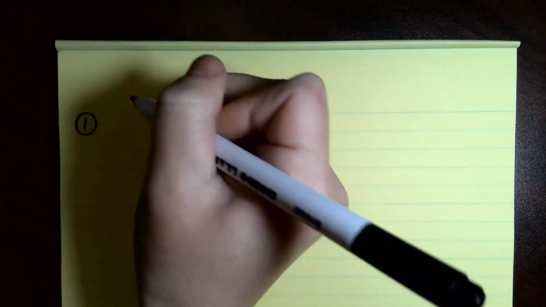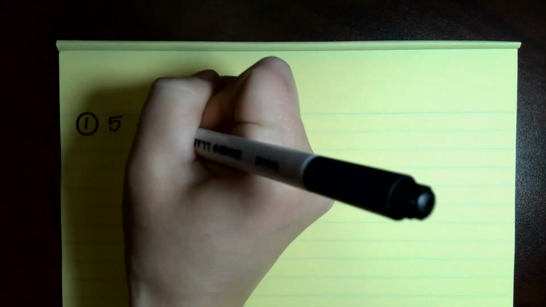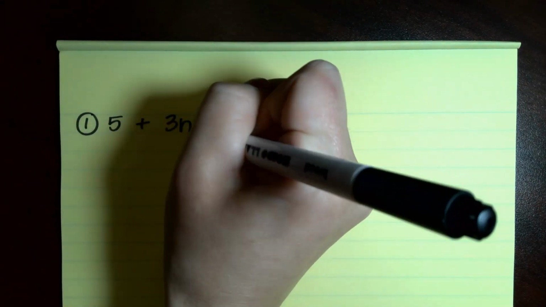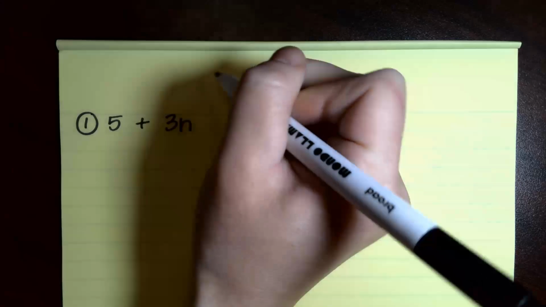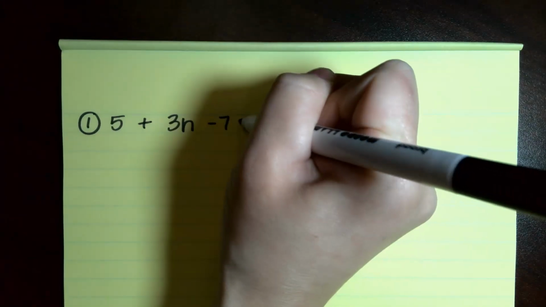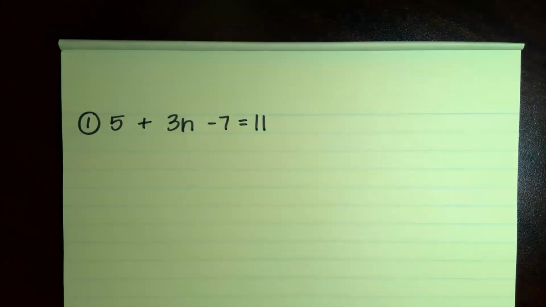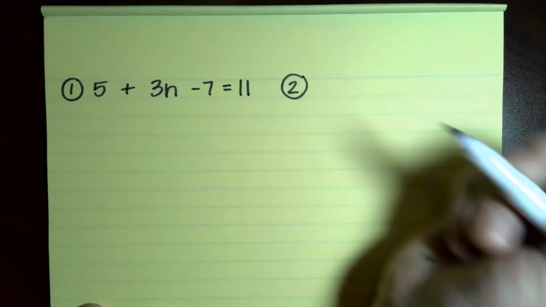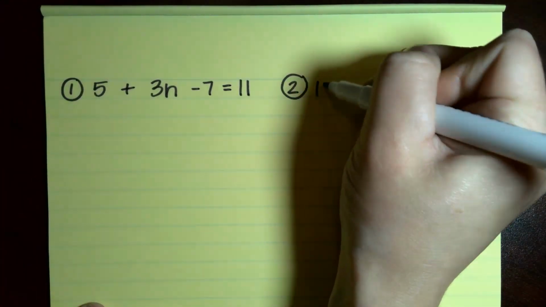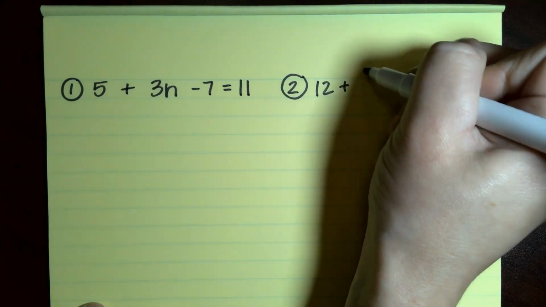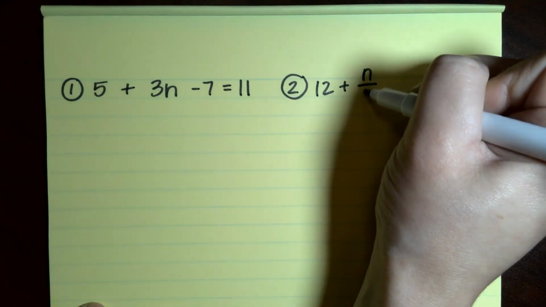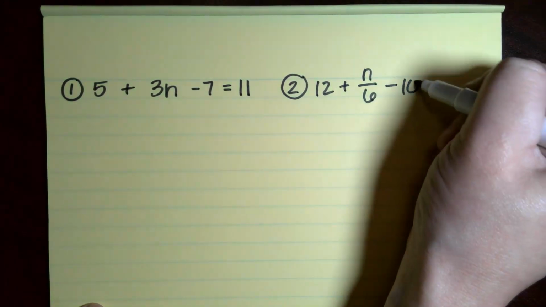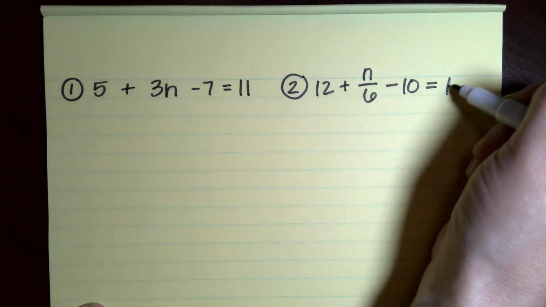Here's number 1. You're going to do 5 plus 3n minus 7 equals 11. For number 2, 12 plus n divided by 6 minus 10 equals 14.